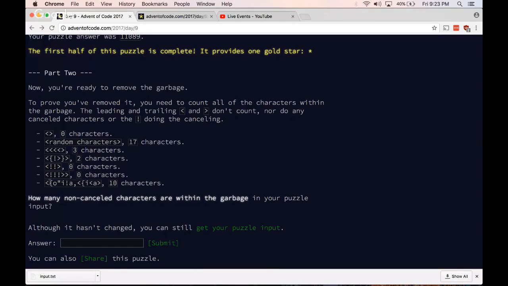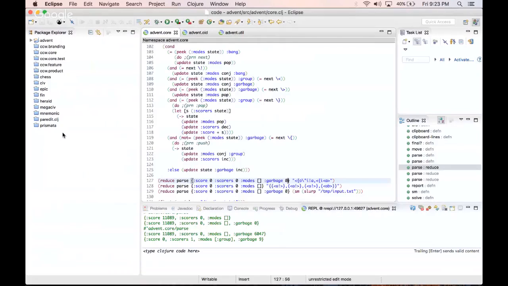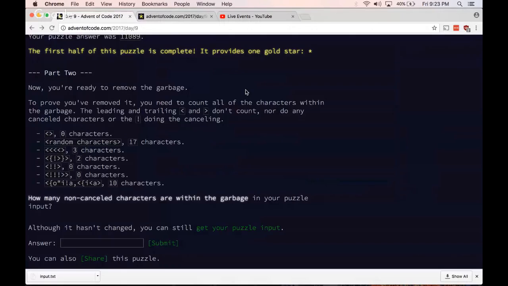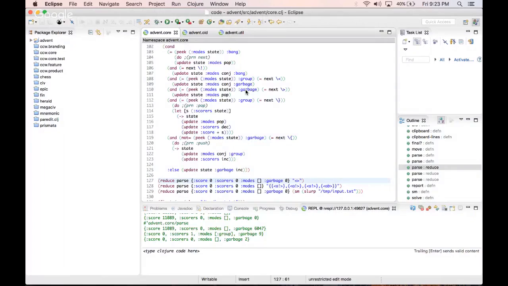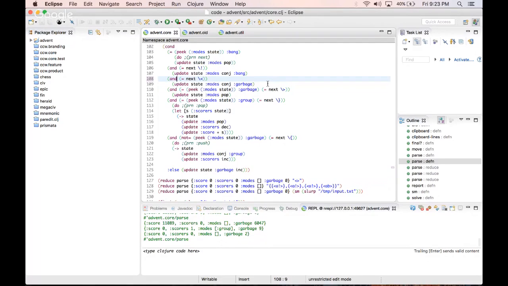Ooh, what am I missing? Okay, let's start with the easier cases here. In this case it says garbage 2. I think what's happening is I said that you couldn't go into garbage mode unless you were in group mode, and that seems like that isn't the case.